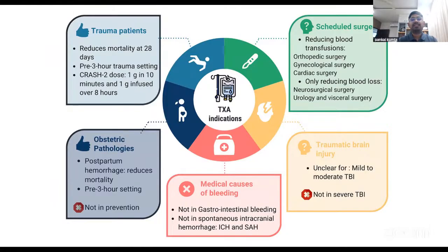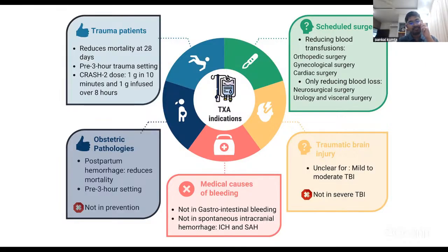So looking at Tranexa, it is used for multiple areas and not just trauma. Let's look at the cases. Trauma patients, yes, reduces mortality at 28 days, pre-3 hour trauma setting. CRASH 2, we just discussed it. So 1 gram in 10 minutes and the next 1 gram over 8 hours, or the next 1 to 2 grams bolus may also be considered.